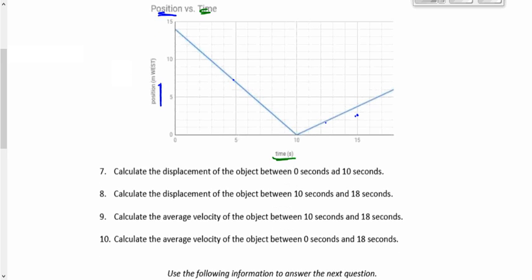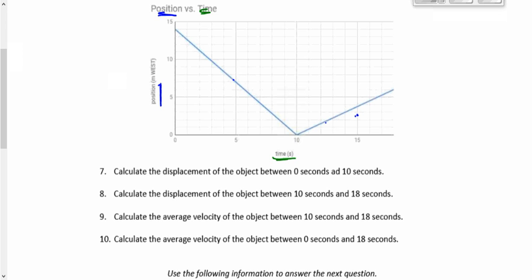Calculate the displacement of the object between 0 and 10 seconds. How do we define displacement? We did this on day 1 of Physics 20. We defined displacement as change in position, yeah. And how do you find position on a position time graph? How do you find velocity on a velocity time graph? How do you find force on a force time graph? How do you find momentum on a momentum time graph? How do you find anything when it appears on the y-axis?